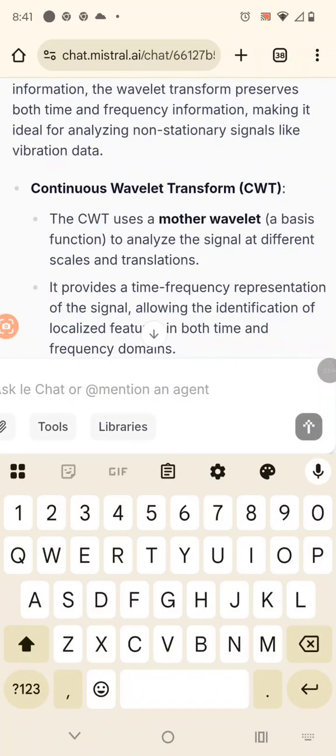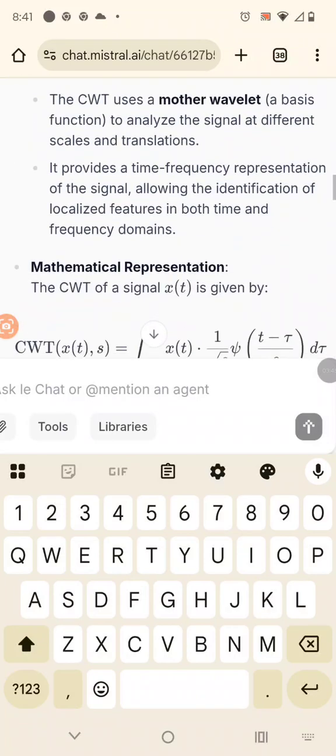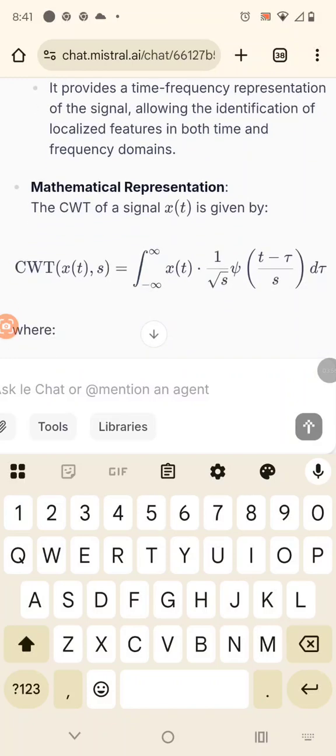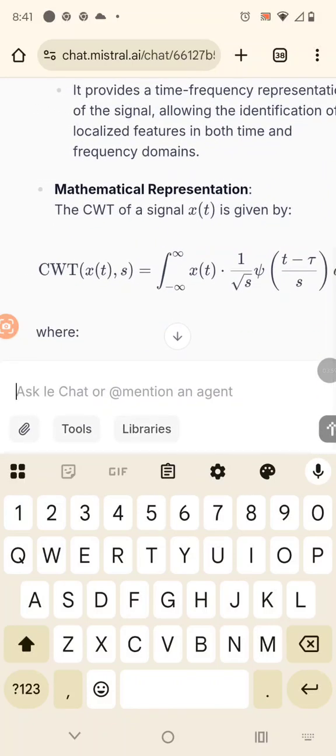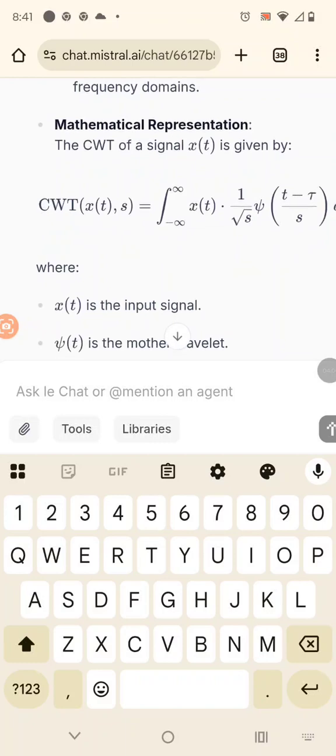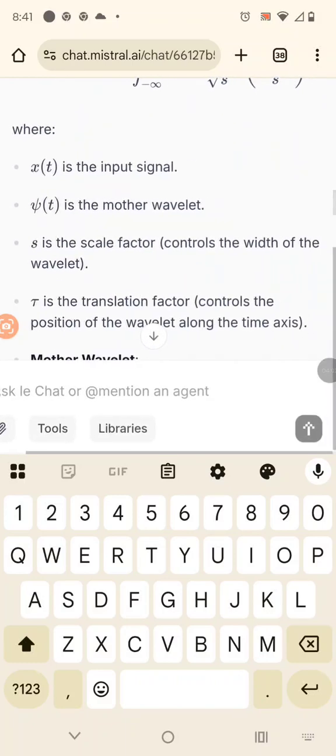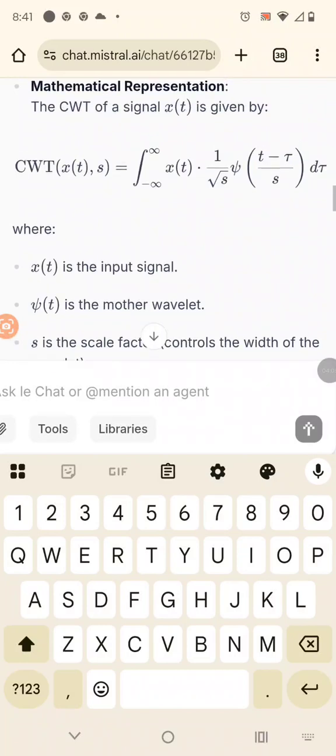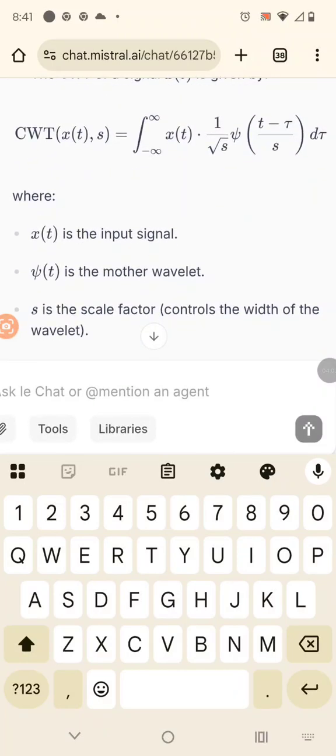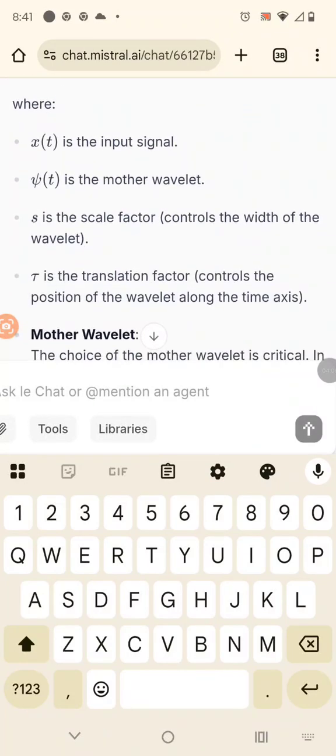So what is continuous wavelet transform? It uses a mother wavelet, a basis function, to analyze the signal at different scales and translations. It provides a time frequency representation of the signal, allowing the identification of localized features in both time and frequency domains. So it is a function of both the signal x(t) and s. s is the scale factor, the width of the wavelet. The integration is over tau, which is a translation factor, so it can be controlled.